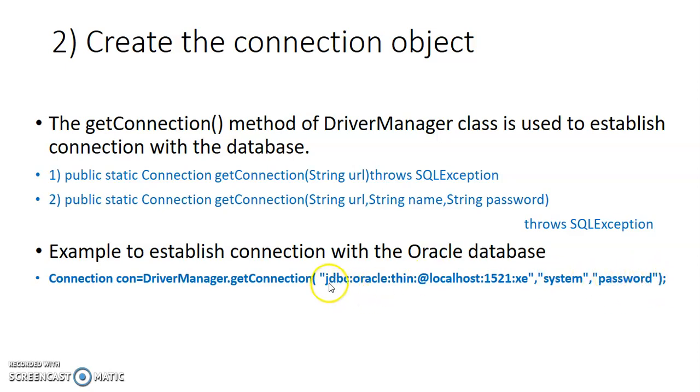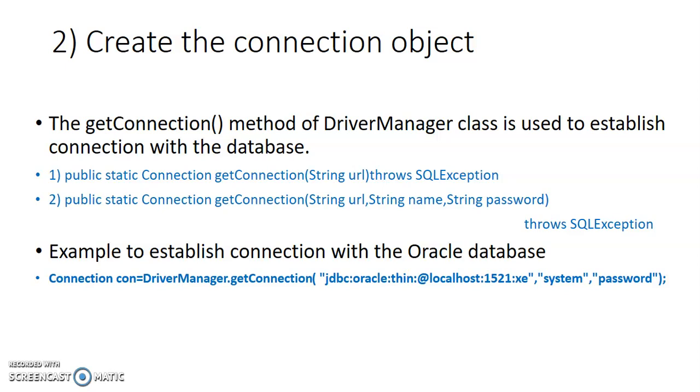Now this URL consists of many elements. Check out jdbc, oracle, thin, localhost, 1521 and XE. I'm going to explain this URL in detail in the upcoming section. Now after the second step, we will move to the third step.